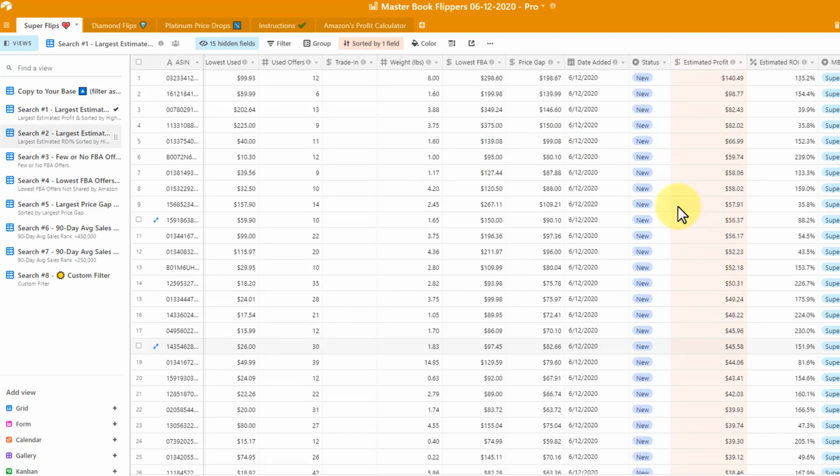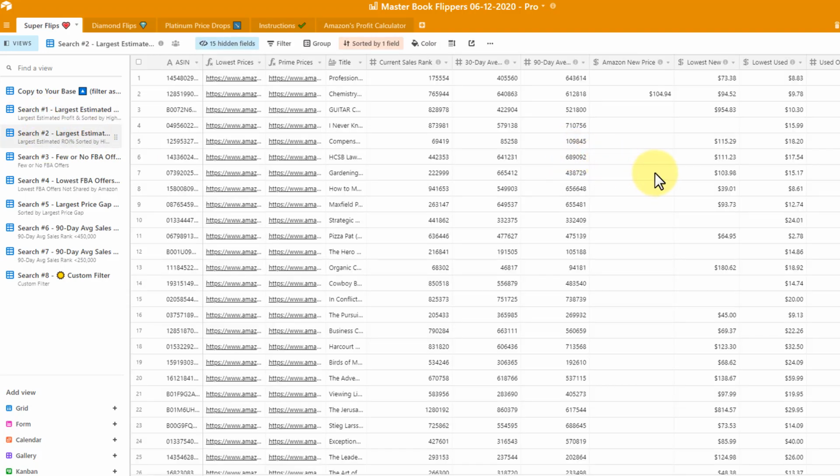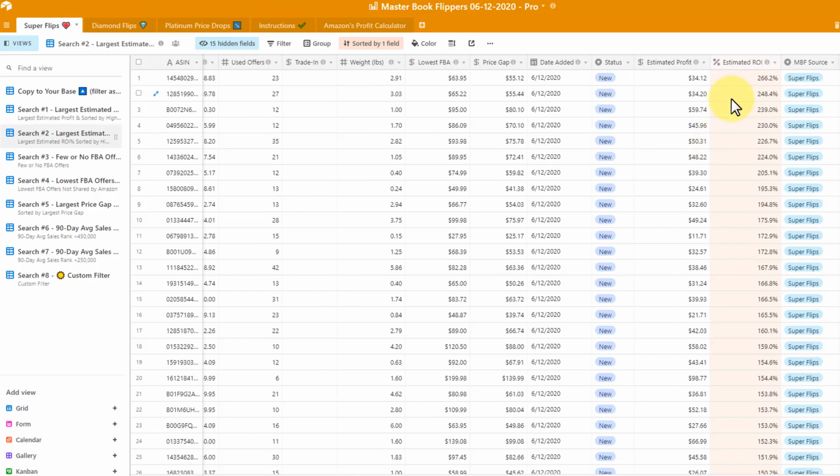It's just a matter of not really having to do a ton of sorting and filtering, although we have really, really good sorting and filtering capabilities. But let me show you a couple of other searches. So we've got search number 2. Let me click that. And instantly what we did was we sorted by ROI, the estimated ROI, from highest to lowest. So you would follow that same thing you were doing with the estimated profit.